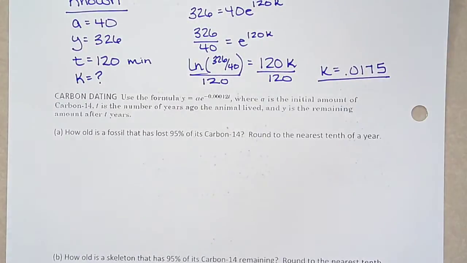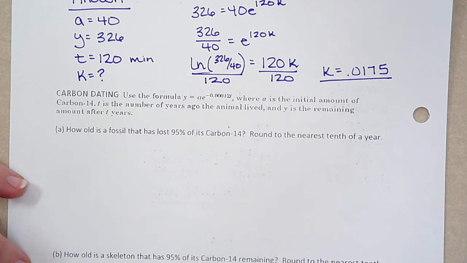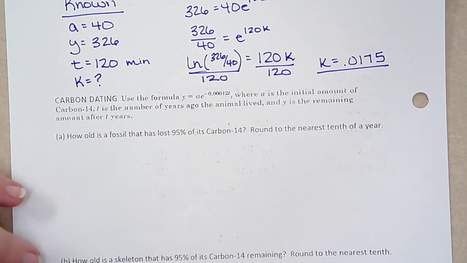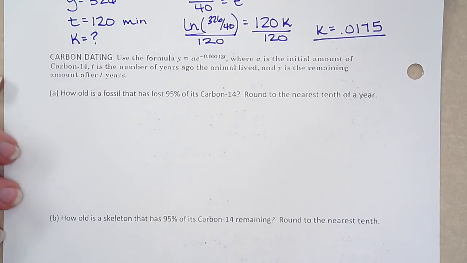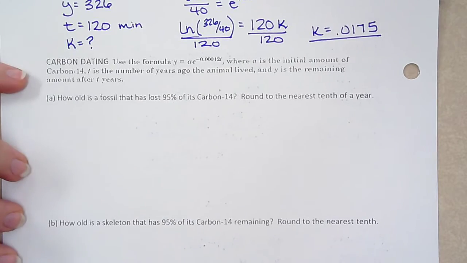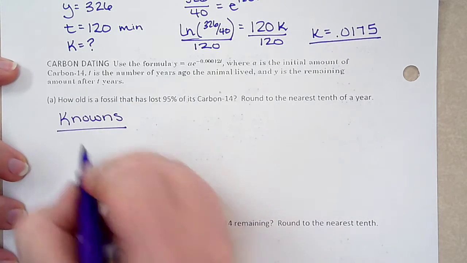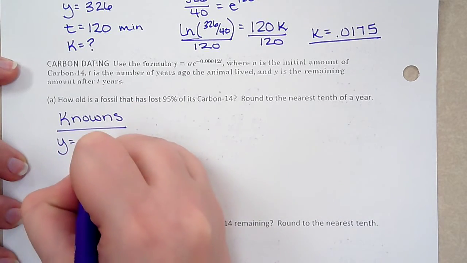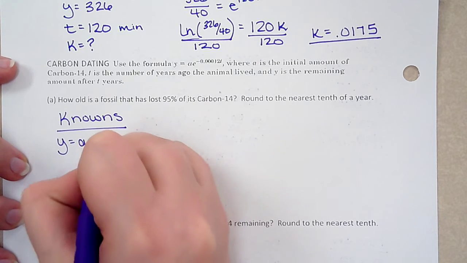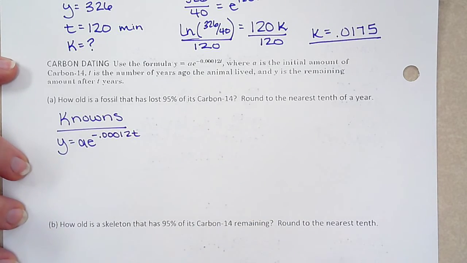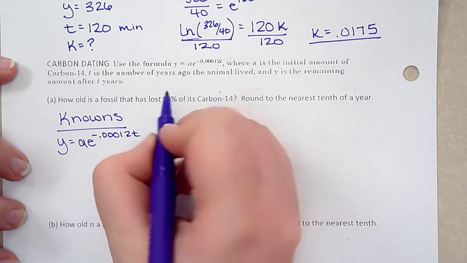All right, the next one's a little tricky. It says use this formula where A is the initial amount of carbon-14, T is the number of years ago that the animal lived, and Y is the remaining amount after T years. It says how old is a fossil that has lost 95% of its carbon-14? And it says round to the nearest tenth of a year. Well, here we go with our knowns. I know my formula right off the bat is y equals a times e to the negative 0.00012t. And it says it's lost 95% of its carbon-14.